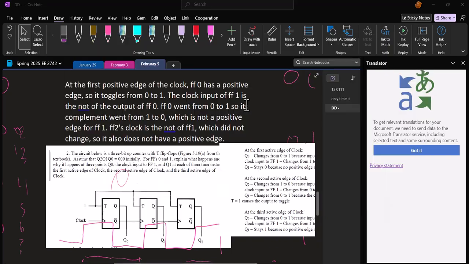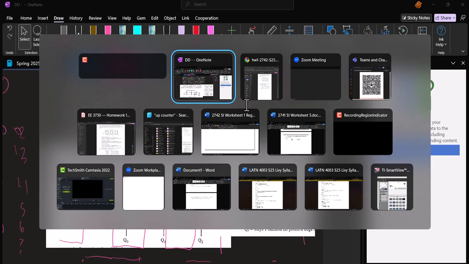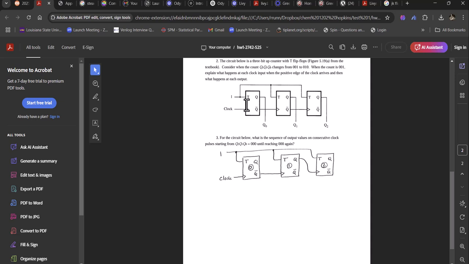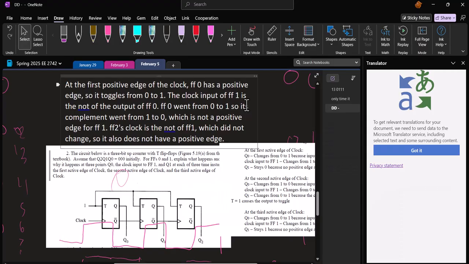Because you had said at the first positive edge, I didn't know we had to do that for every single time it gets an edge. Let's see. Consider when the count changes from 001 to 010. Oh, no, you don't. You just have to do it once. Just like I did, I explained what happened at the clock input for each of these for this particular change.